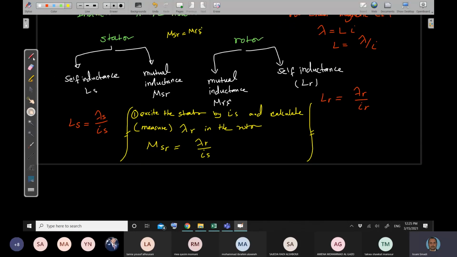The second option: I will excite the rotor by a current IR and find lambda S. So the same thing, I can find the mutual inductance between the stator and the rotor by lambda S over IR. This is in general how we can find the self-inductance and the mutual inductance between the stator and the rotor. If we know this information, we can start with modeling of the three-phase symmetrical induction machine.